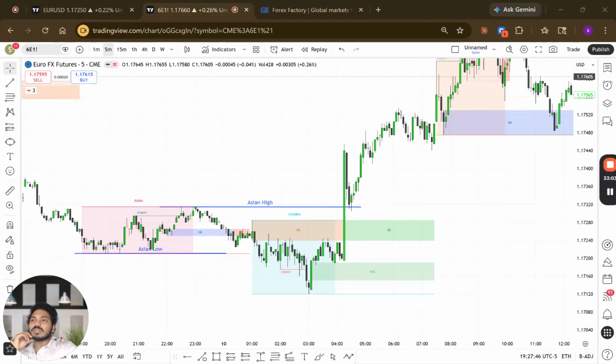But we don't just blindly buy at a Fibonacci retracement level. We try to look for confluence. Let me just mark it.